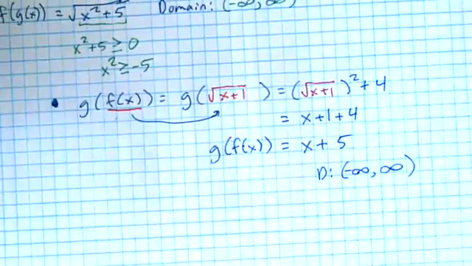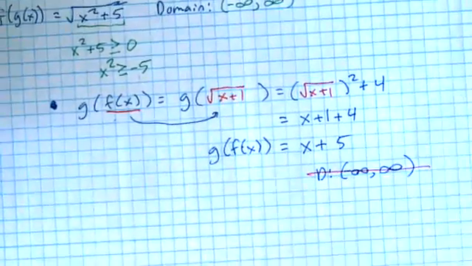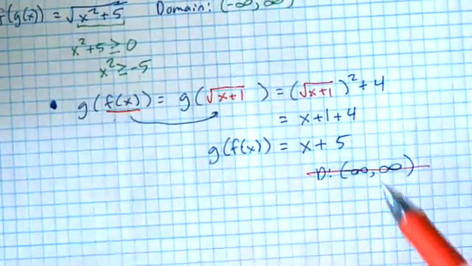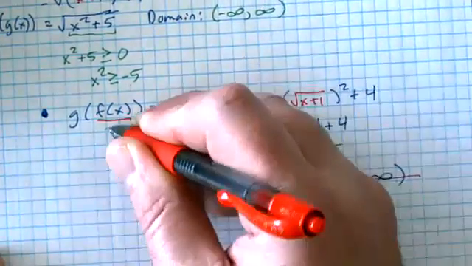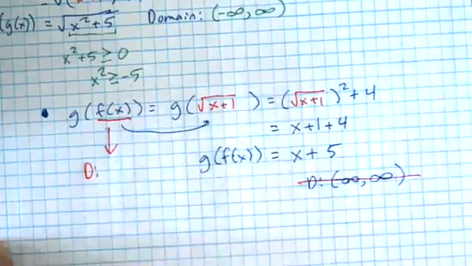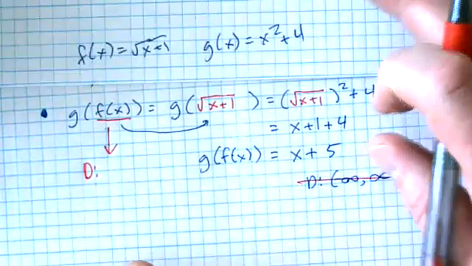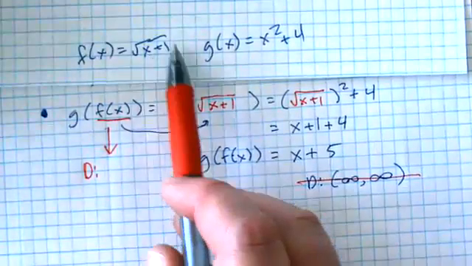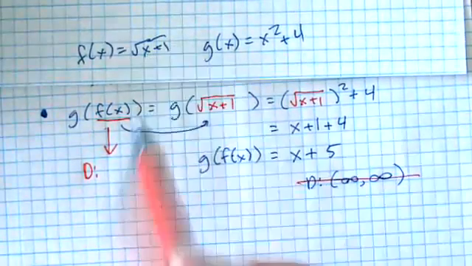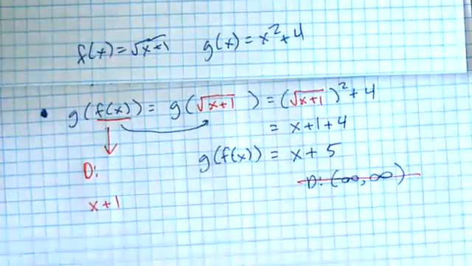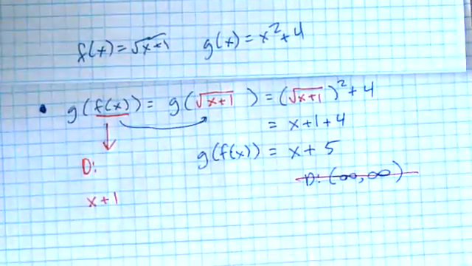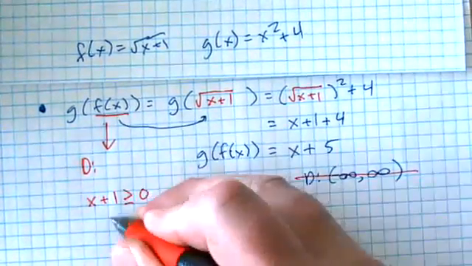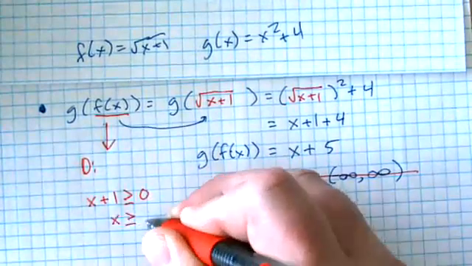Okay, so this is not correct. The domain of this is -infinity to infinity, but we have to think about the domain of f of x. What is the domain of f of x? So let's do the work here. Inside of f of x, we got a square root. x plus 1 is inside that square root. The restriction on the inside of a square root is that it must be greater than or equal to zero. We do a little bit of algebra. We got x greater than or equal to -1.